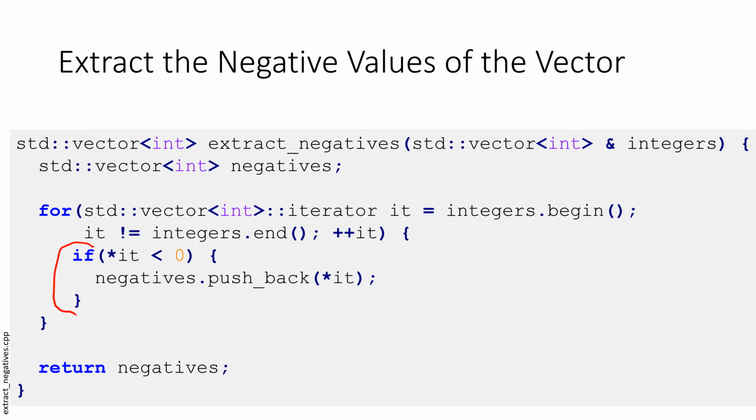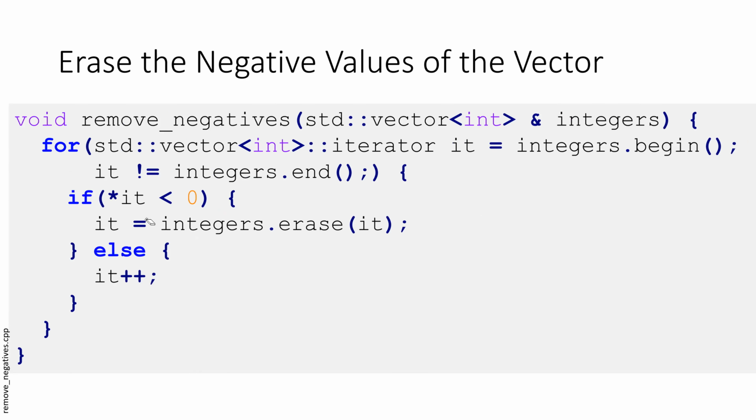For every element in the vector, I'll dereference the iterator and check the value I'm pointing at. If it's negative, I'm going to put it in my negatives vector using the push_back member function. I don't want to put the iterator in my negatives, I want to put what the iterator points to, so I have star it. If you did that, you pass the test case. So that was taking all the negatives out and putting them in a new vector.